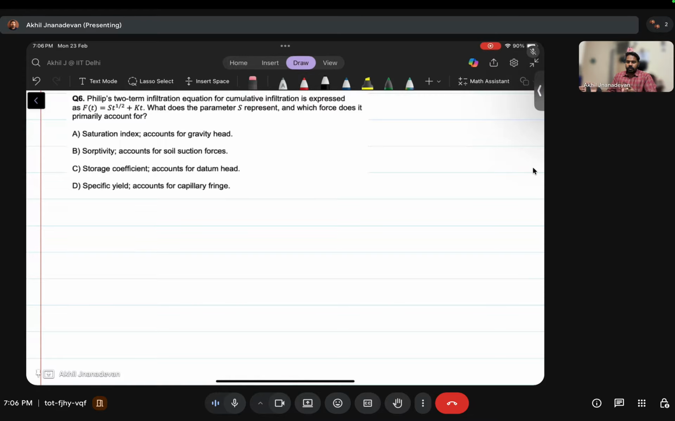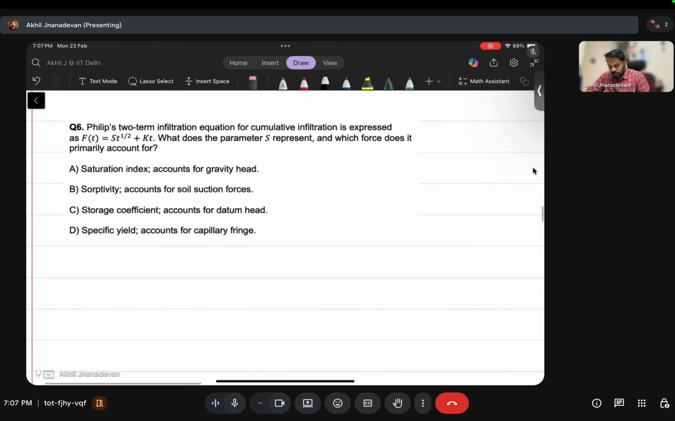So the differential equation, the solution can be derived by using the infinite series method, right? And he then truncated the series to the first two terms, and then he got this particular equation. That equation is for the cumulative infiltration. It is not small f of t, it is capital F of t. So he solved and got the cumulative infiltration depth as F of t equals S t raised to half plus K t.